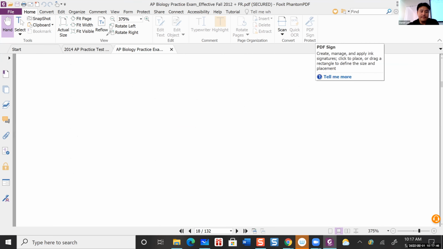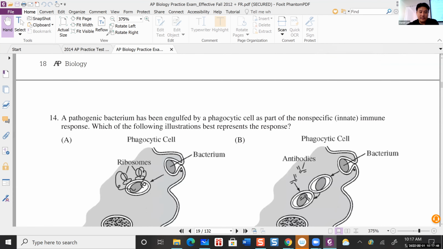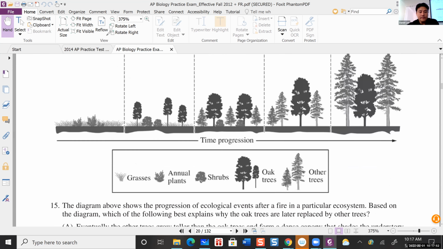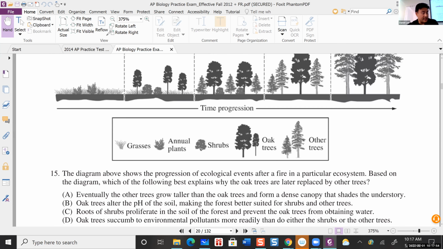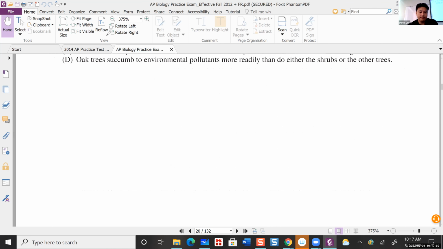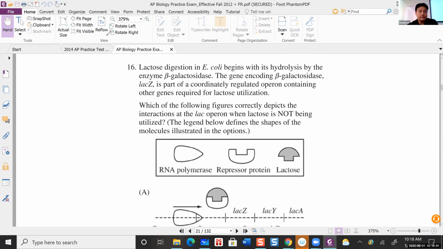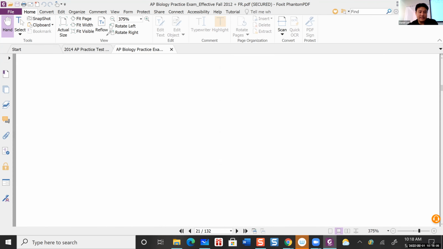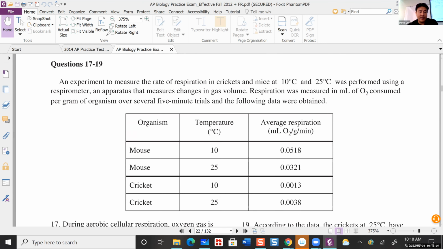Okay, let's look at the next one. See if we have a data analysis. This is endocytosis. Nope, gonna skip that one. This is ecological succession. So make sure you know that. One of the most important processes in ecology. Okay, and this is the lac operon, tryptophan. So skip that one. All right, data analysis here.